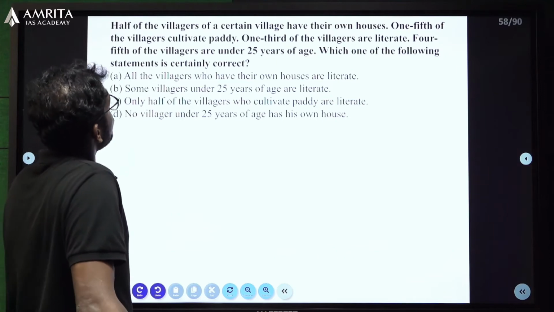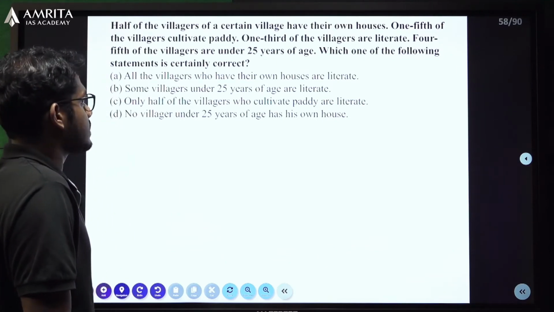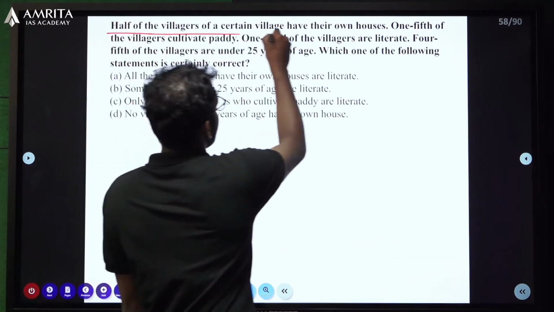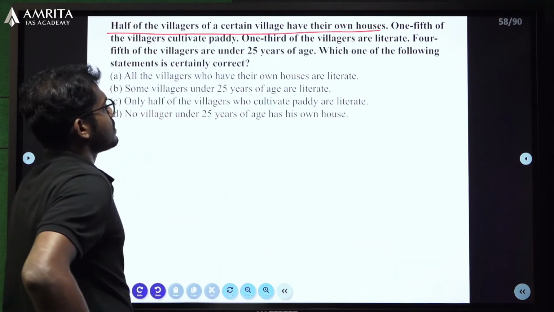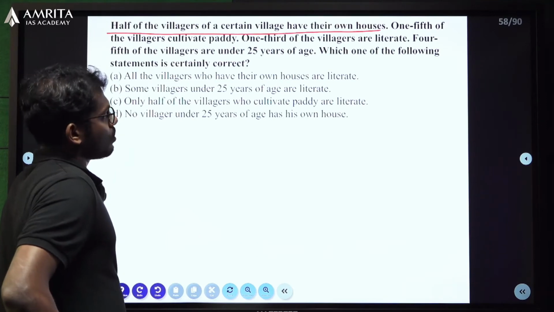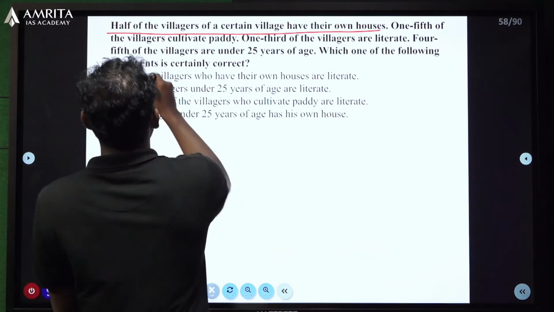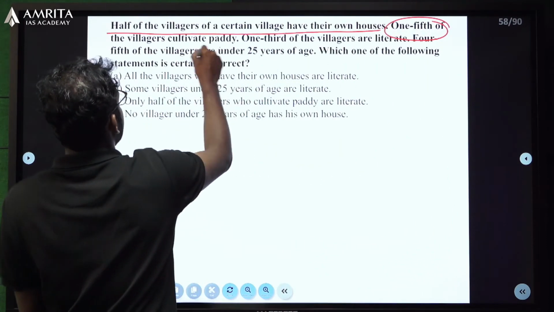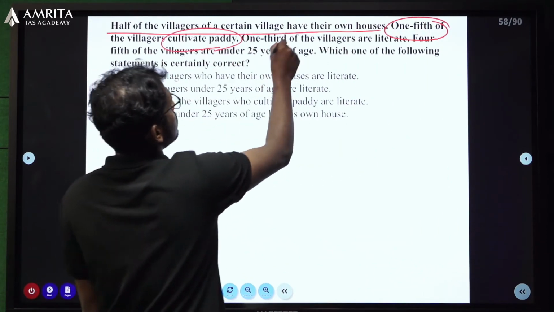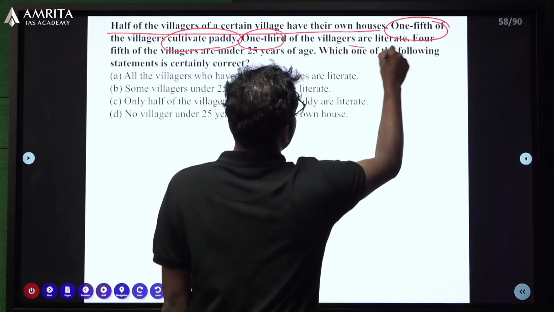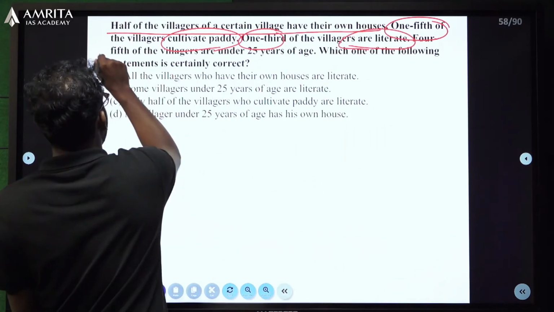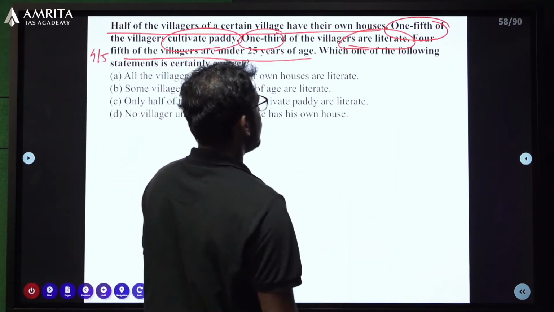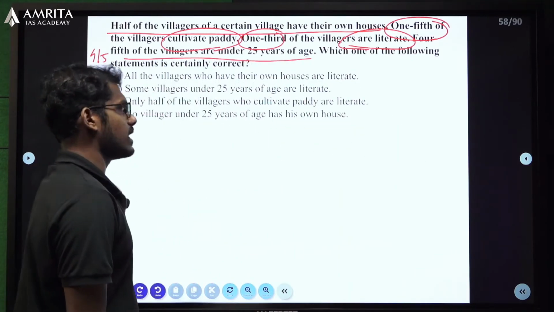Half of the villagers of a certain village have their own houses. 1/5 of the villagers cultivate paddy. 1/3 of the villagers are literate. 4/5 of the villagers are under 25 years of age. Which one of the following statements is certainly correct?